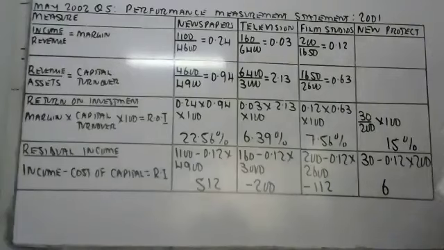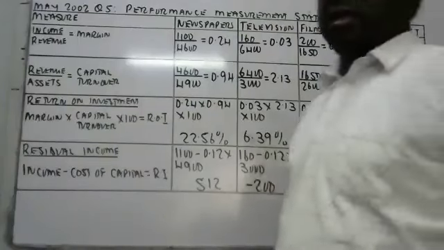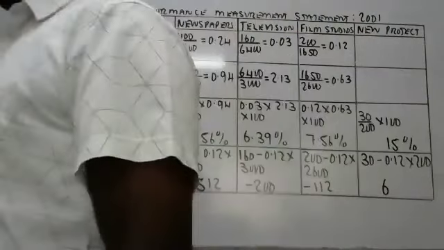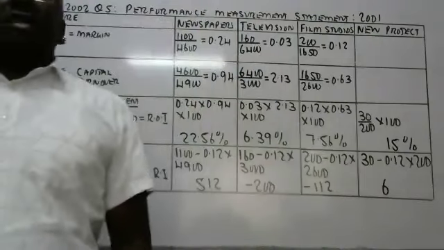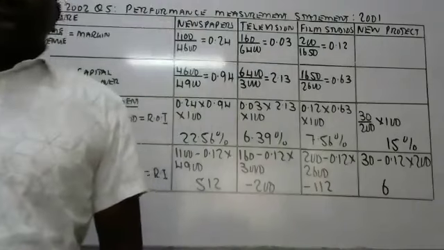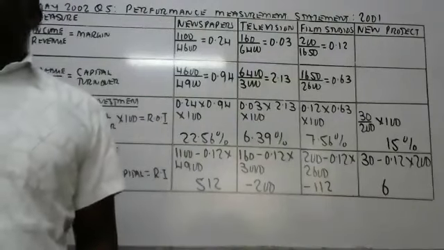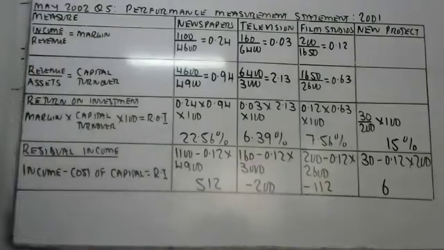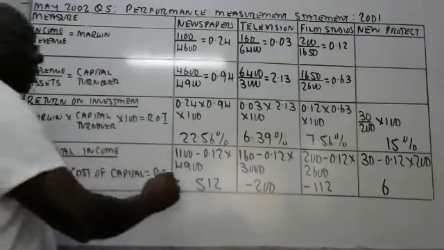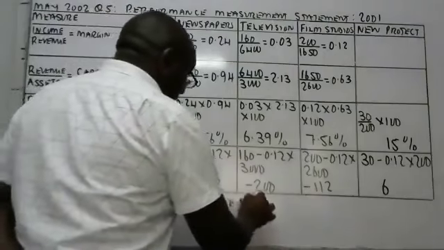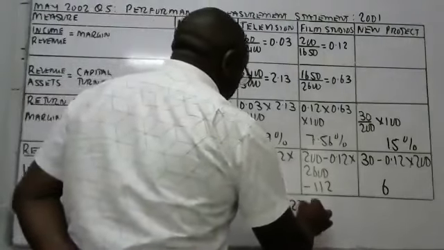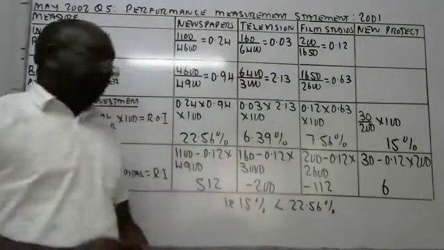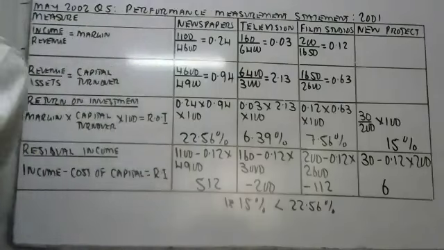Since it has a lower rate of return than the existing divisional rate of return. That is, 15% is less than 22.56%.